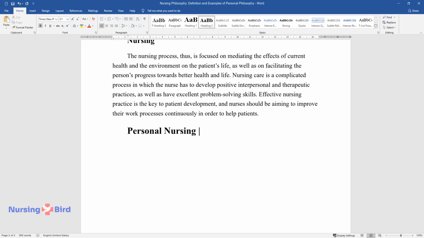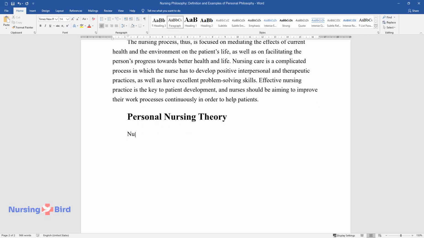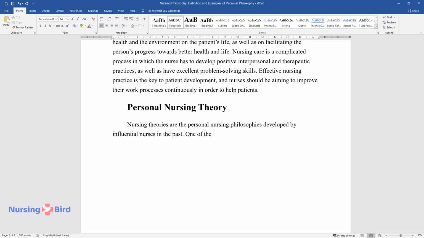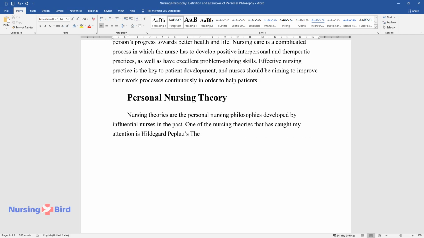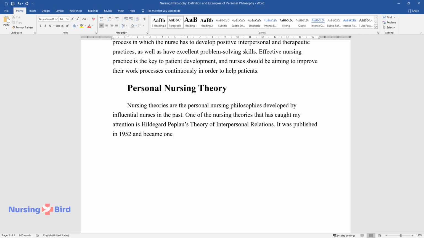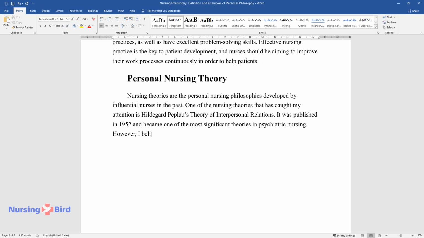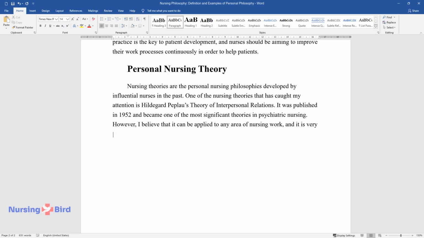Personal nursing theory. Nursing theories are the personal nursing philosophies developed by influential nurses in the past. One of the nursing theories that has caught my attention is Hildegard Peplau's theory of interpersonal relations. It was published in 1952 and became one of the most significant theories in psychiatric nursing. However, I believe that it can be applied to any area of nursing work, and it is very similar to my personal philosophy of nursing.